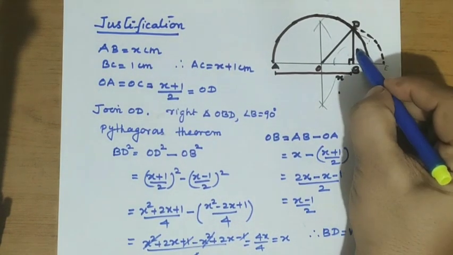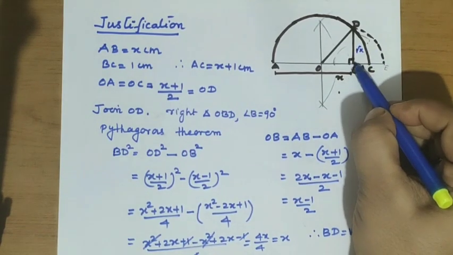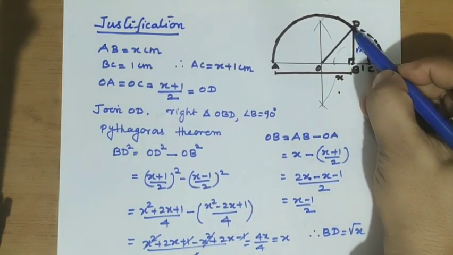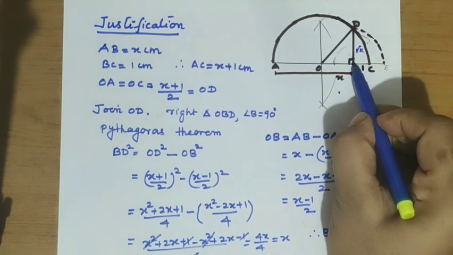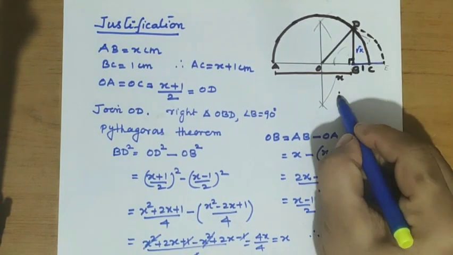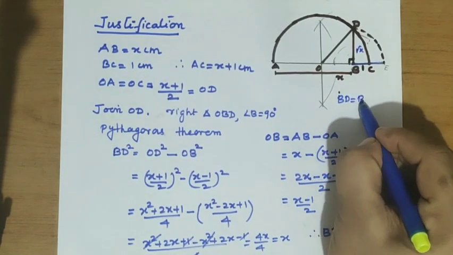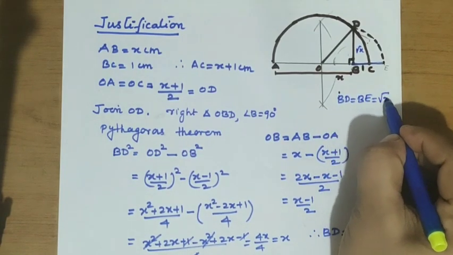So root x length is here, BD. So that is why B as a center, BD as the radius, we have completed this arc. So BD and BE are same. So BD equal to BE equal to root x.